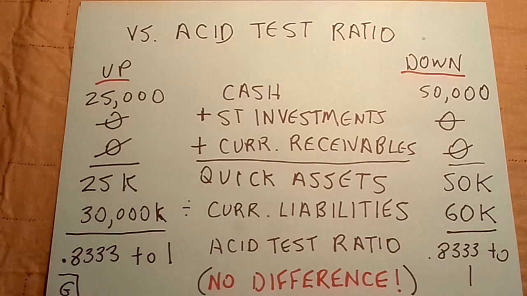Divide this by each company's current liability. So the quick assets divided by the current liabilities are 25,000 divided by 30,000, or 0.8333 to 1 for up. And for down, 50,000 quick assets divided by 60,000 current liabilities is 0.833 to 1 also. There's no difference. Neither company's better than the other.